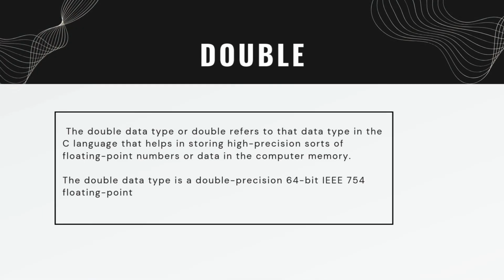Fourth, double. The double data type helps in storing high precision floating point numbers or data in the computer memory. The double data type is a double precision 64-bit floating point.